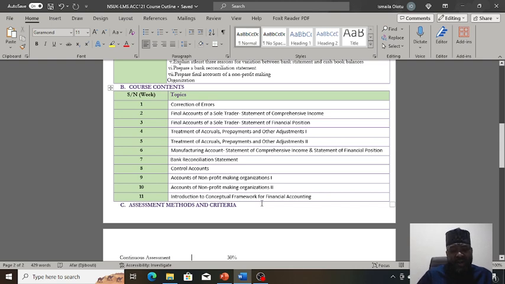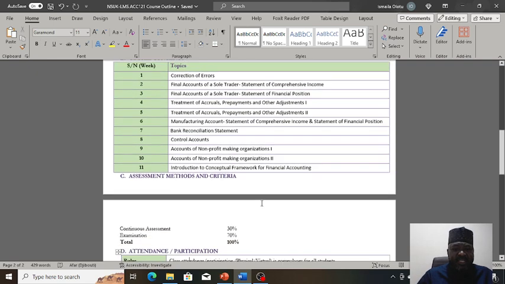We expect to cover issues relating to receipts and payment account, income and expenditure account, statement of accumulated funds, balance sheet with respect to organizations that are set up not to make a profit, but they engage in business transactions. Then in week 11, we'll wrap up for the semester with an introduction to conceptual framework for financial accounting.